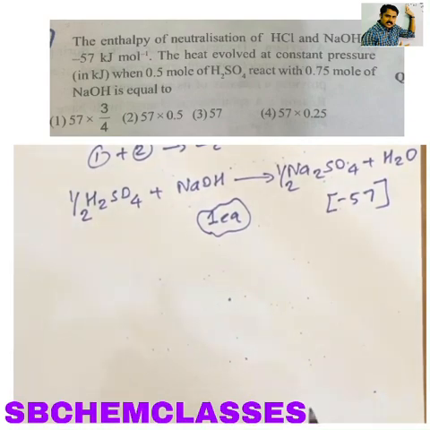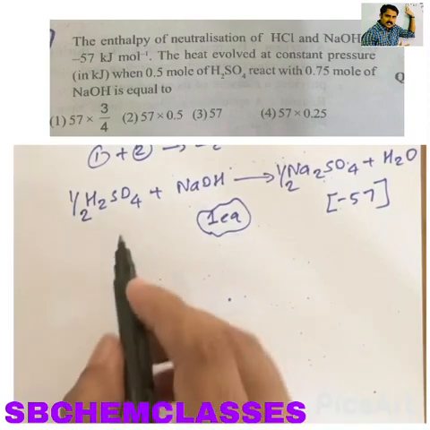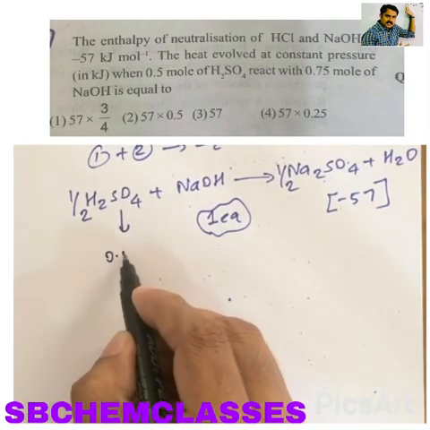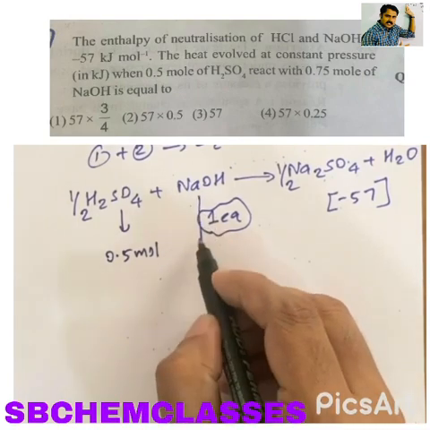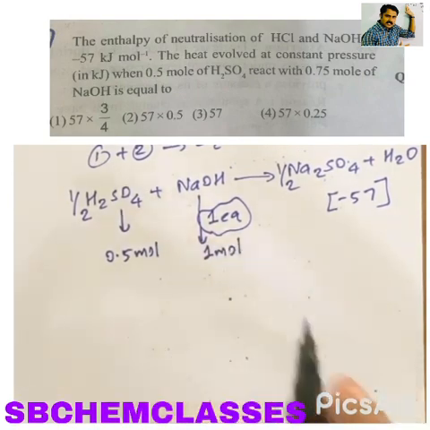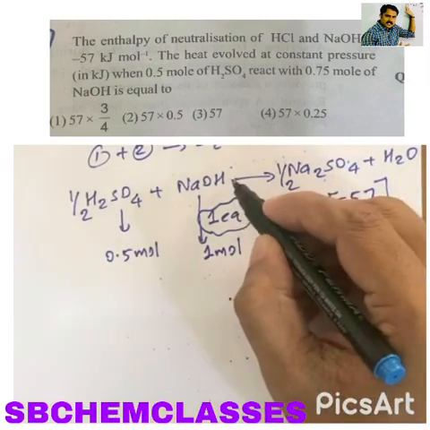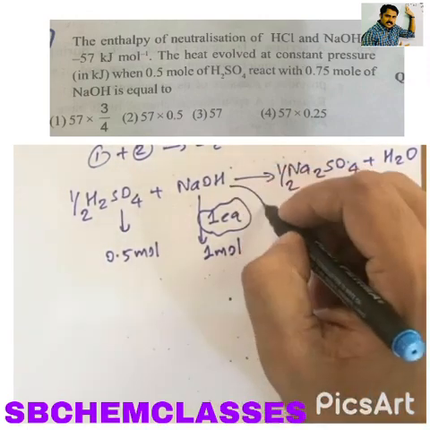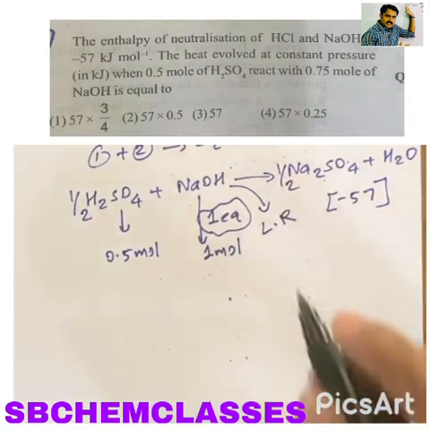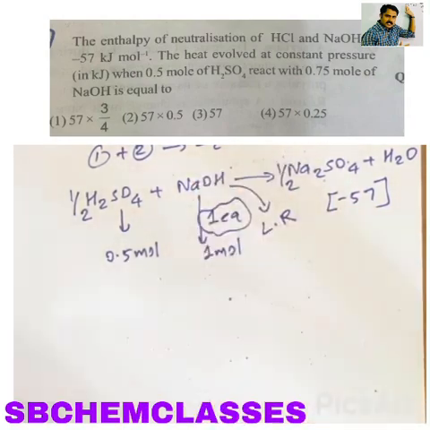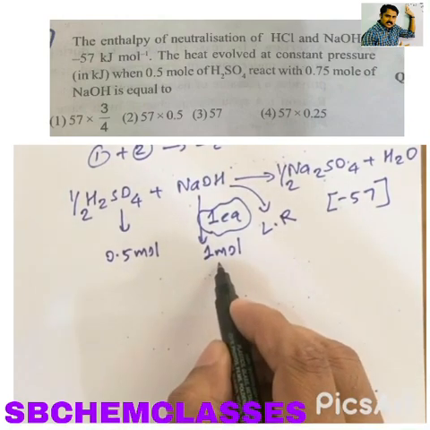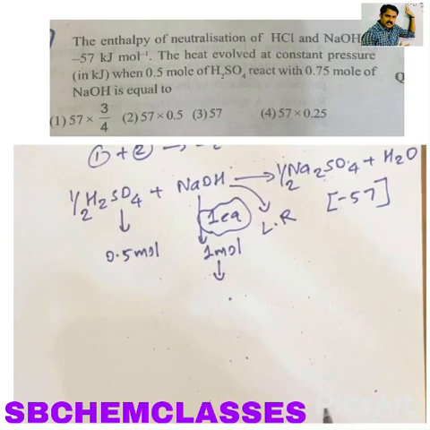In this question, 0.5 mole H2SO4 and 0.75 mole NaOH are reacted. To react 0.5 mole H2SO4, we require 1 mole NaOH. But there is only 0.75 mole NaOH. So NaOH is the limiting reagent, and it undergoes complete reaction. So I am converting 1 mole to 0.75 mole.